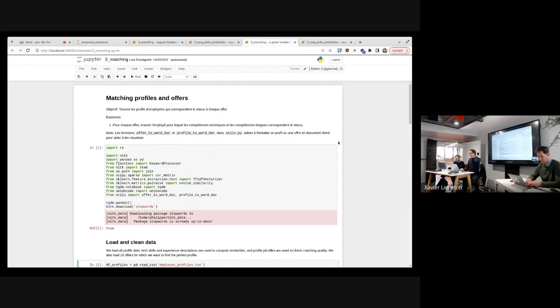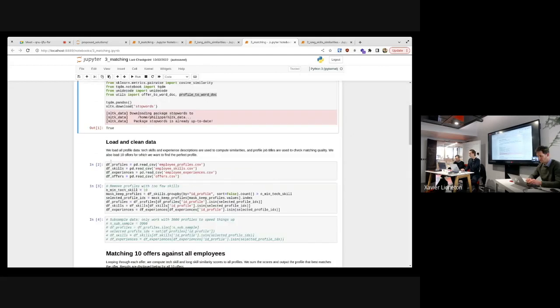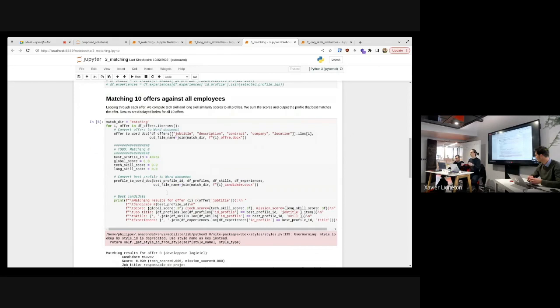Basically, in utils there are two functions: profile to Word document and profile to Word document. When you run the script, it will automatically create Word documents so that you can visualize the profiles that you selected. But you don't need to use it if you don't want to.